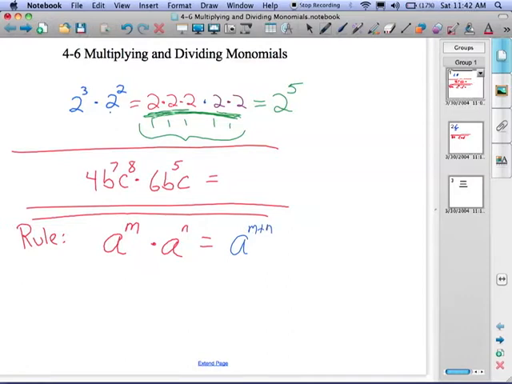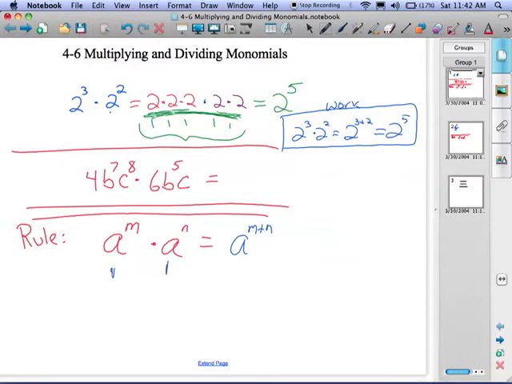So above, 2 to the third power times 2 to the second power is equal to 2 to the 3 plus 2 power, which is actually 2 to the fifth power. This is what your work should look like. This is our little trick for the day in multiplying monomials. When you're multiplying monomials and the bases are the same, you keep the base and add the exponents. So let's do the example in the middle.